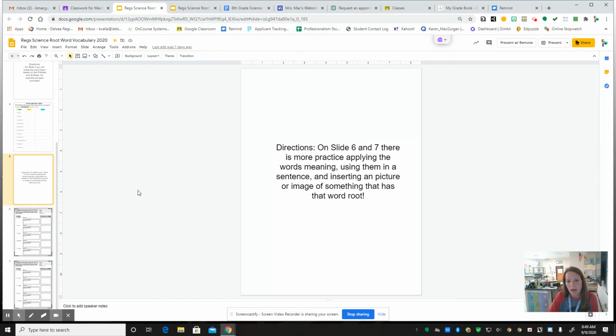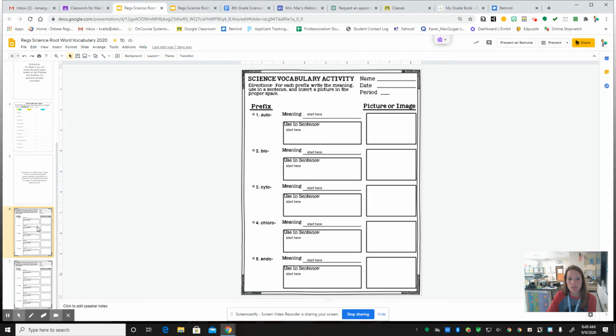On Tuesday, these are the directions for Tuesday. On slides 6 and 7, there is more practice applying the word meanings, using them in a sentence, and inserting a picture or image of something that has that word root. So let's take it to slide number 6. We're going to do a couple of these in class together, and then you're going to be working on it on your own.